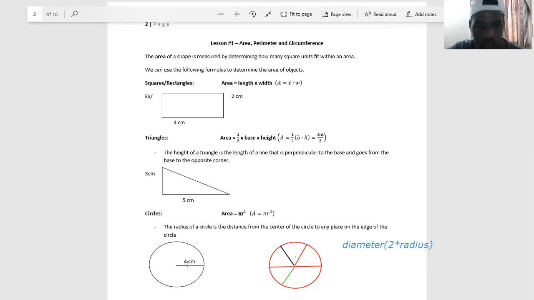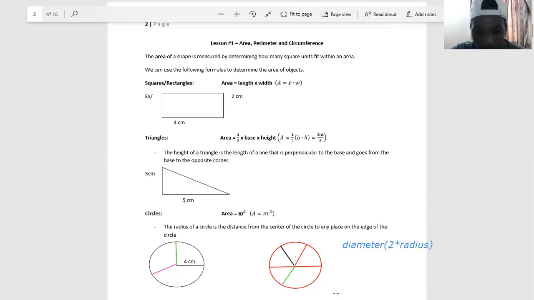So since this is 4, we are expecting that if we were to draw another one from here to there, it would also be 4. If we were to draw another one again from the center to that, it would also be 4. So all of them would be 4, 4, 4, 4, 4. So what you must understand is that the radii of one circle are all equal.